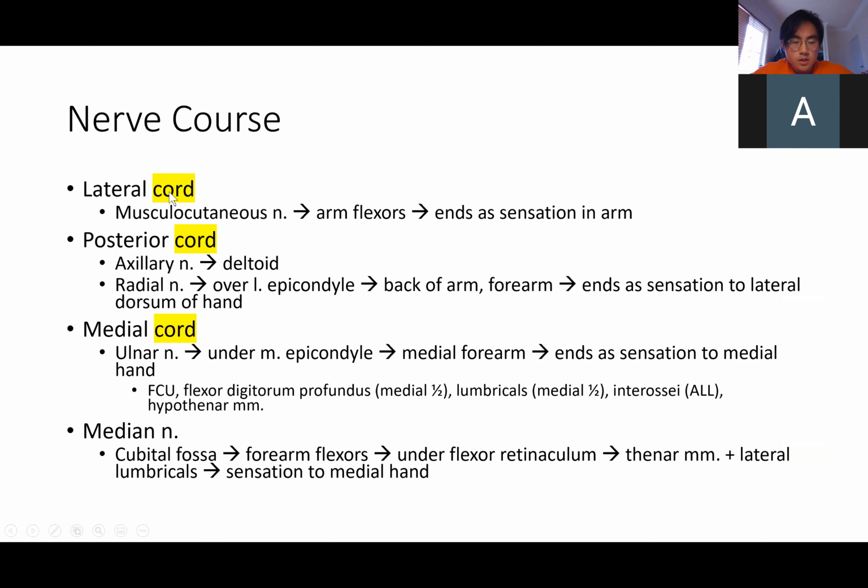Now, this is just a quick revision. So lateral cord, arm flexors, sensation in arm. Radial nerve travels over the lateral epicondyle and then does everything in the back and so on. You can read this in your own time.